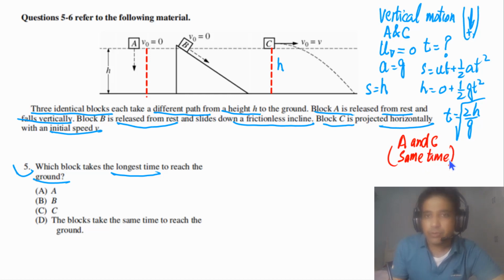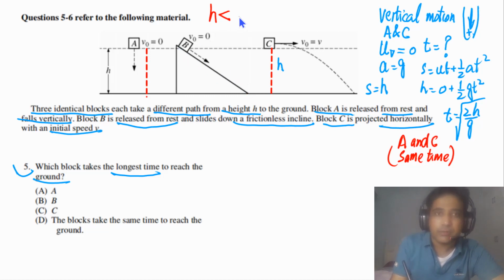It means they will hit the ground at the same time because the vertical motion is the same. Now, if you look at block B, we need to understand acceleration along this plane. Also, you need to understand that the vertical displacement of A and C, H, is shorter than the distance traveled by B. So B will travel a longer distance.